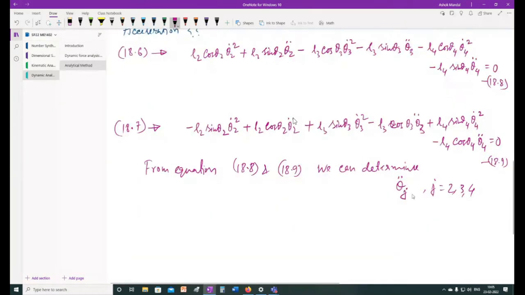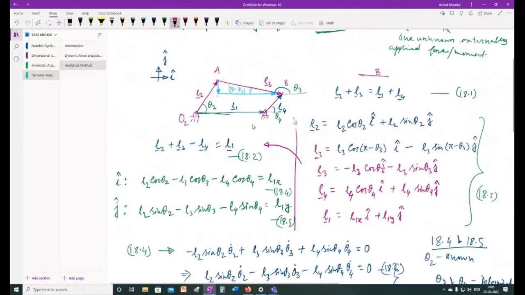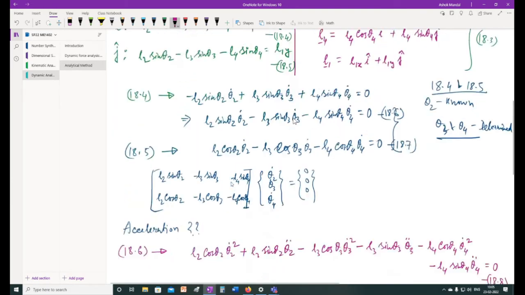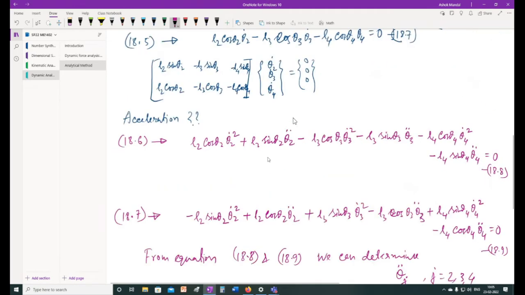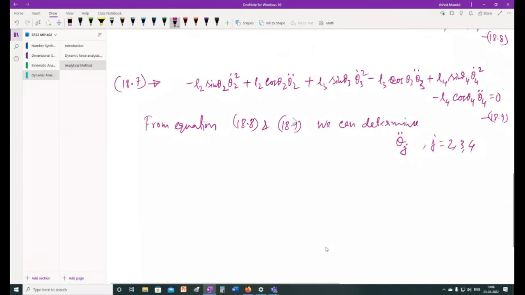After solving, you have all the angular quantities. All the angular quantities are known to you. Once you have the angular quantities, you can find out the accelerations, linear accelerations also you can find out from them. Okay, so that is the first part of the analytical method, and up to this we have discussed only kinematic analysis. Now we will discuss the dynamic analysis. Let us have some definition before we start the discussion.